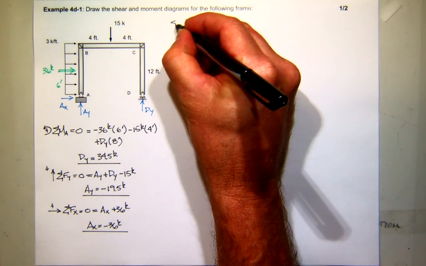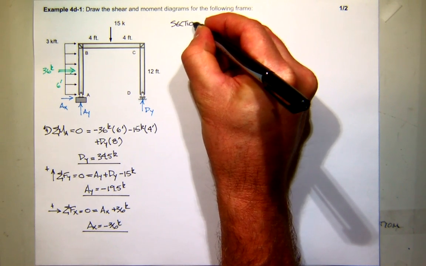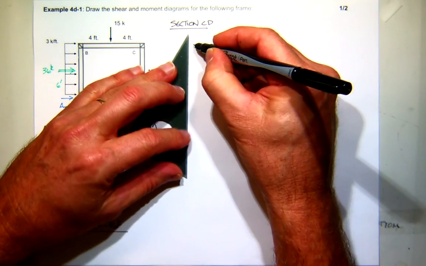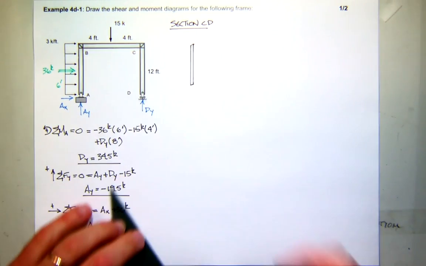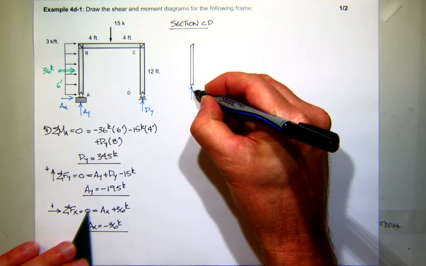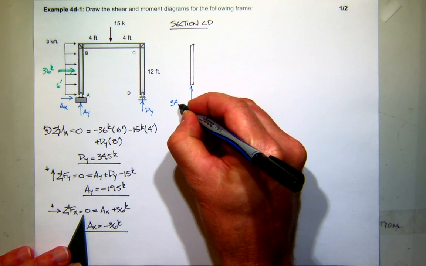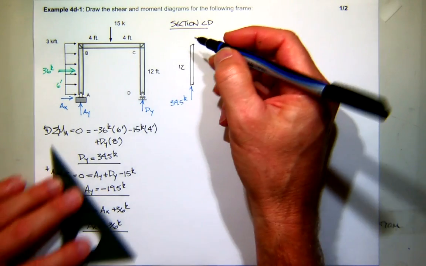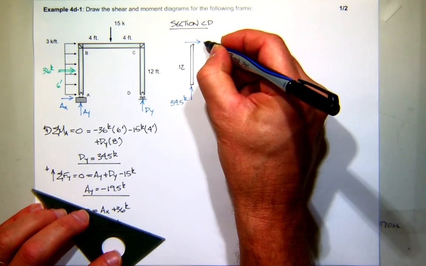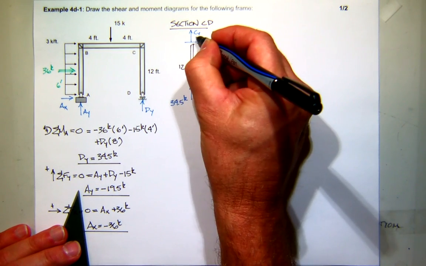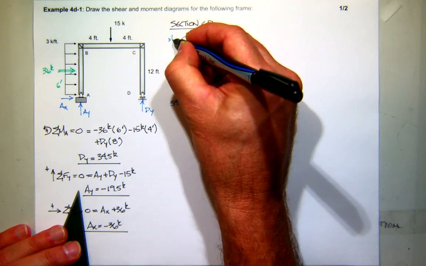So I'm going to look at section CD. If I draw a free body diagram for that, I think you'll see this is going to be pretty easy to do. So DY is up, and it was 34.5 kips. There are no other forces applied to it. And then at the section, I'm going to assume a positive CX, a positive CY, and a positive moment at C.